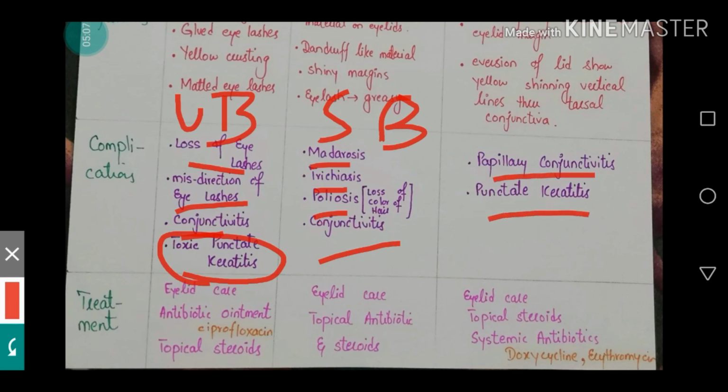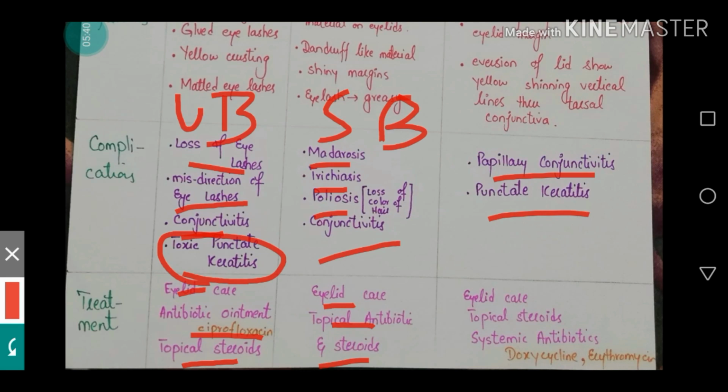Now talking about the treatment for ulcerative blepharitis, only eyelid care can cure in some patients. However, in other patients, we might need antibiotic ointment that includes ciprofloxacin, or even the use of topical steroids can be prescribed. Now talking about squamous blepharitis, again, eyelid care can cure in most of the patients, but topical antibiotics and steroids can also help.